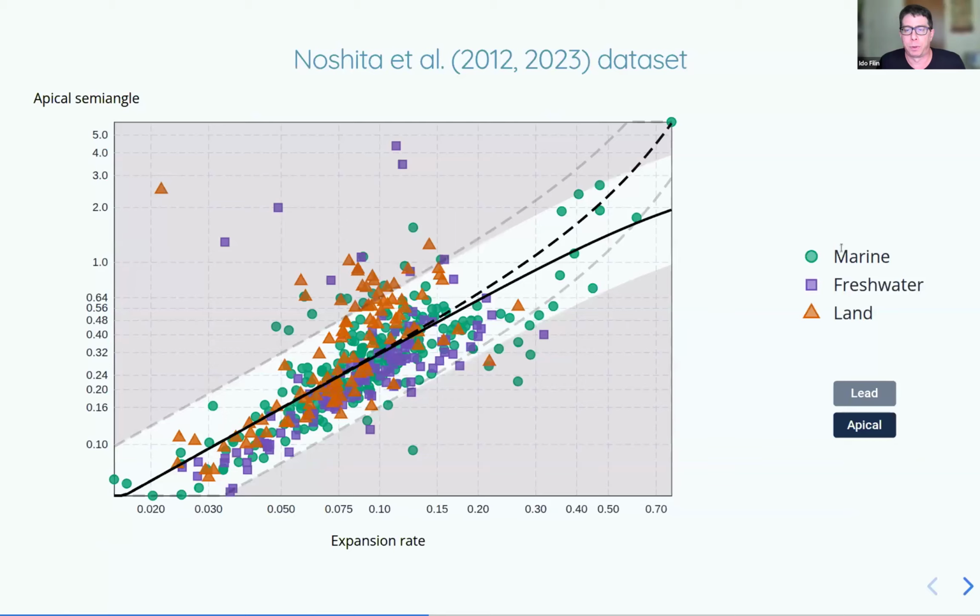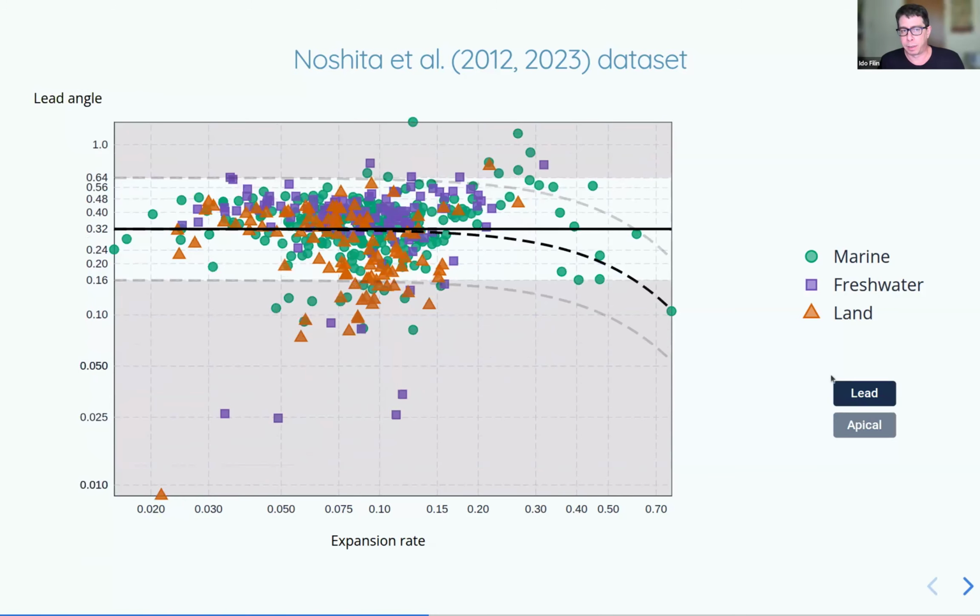Regardless of whether we are looking at marine or freshwater or land species, most of the variation falls in this unshaded area defined by constant lead angles. And the linear trend, which is both the linear trend in the data and the scatter, nicely follows this straight line of either hole overlap or constant lead angles.